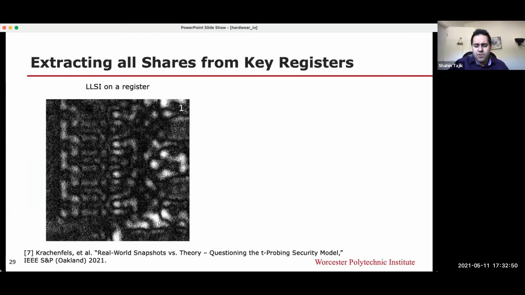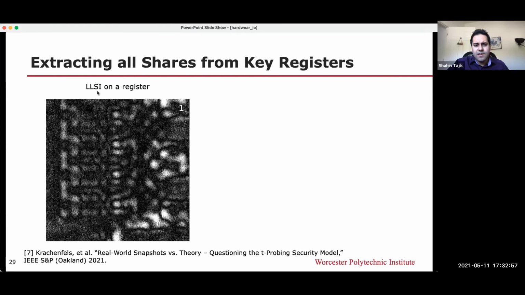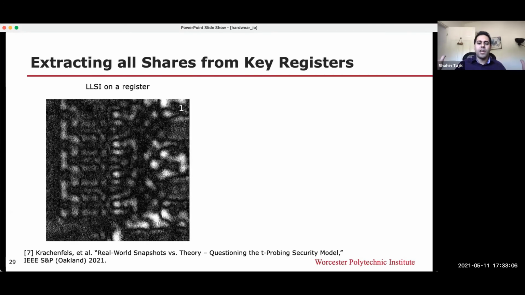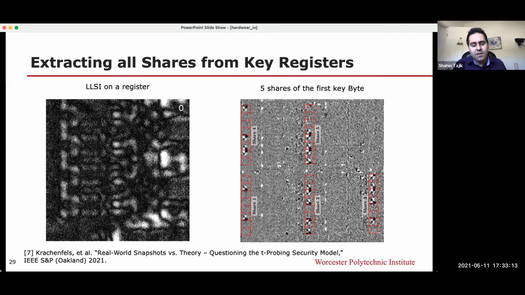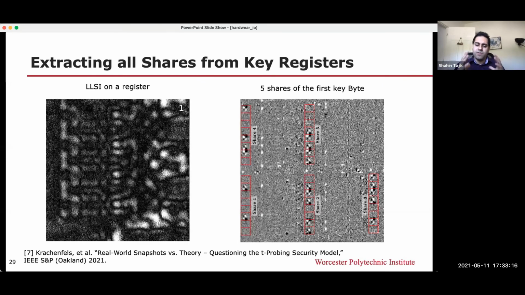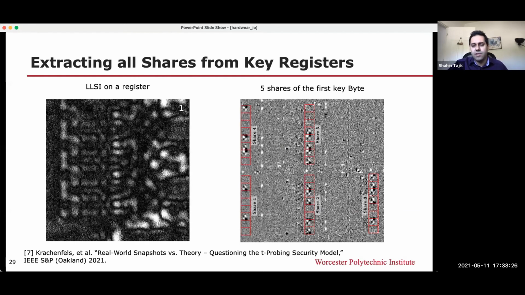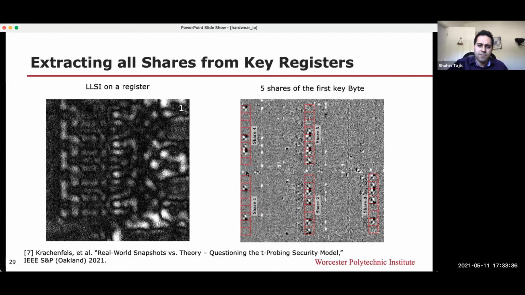This talk, but let me just give you one of the results that we have in the paper. This is LLSI on a single register on this Intel FPGA. You can clearly see whether a register is 1 or 0. And if you apply it to a masking scheme like an AES with 5 shares, in this example, which is one of the scenarios where we know where the key registers are located, you can at the same time probe all 5 shares and read out the first byte of the key, to be precise. So you can probe all 5 shares at the same time.